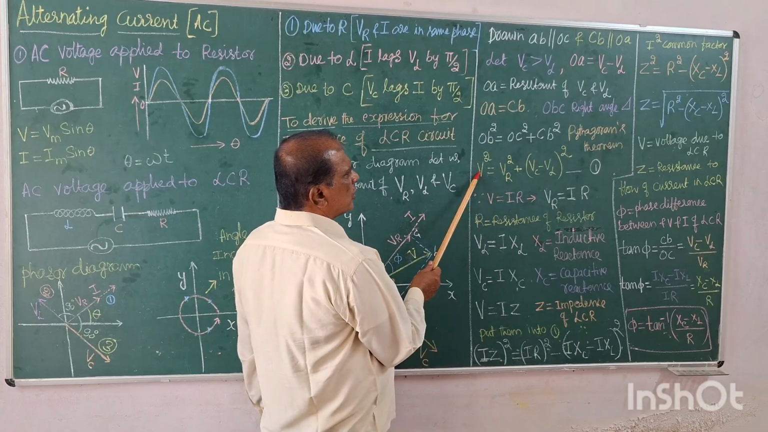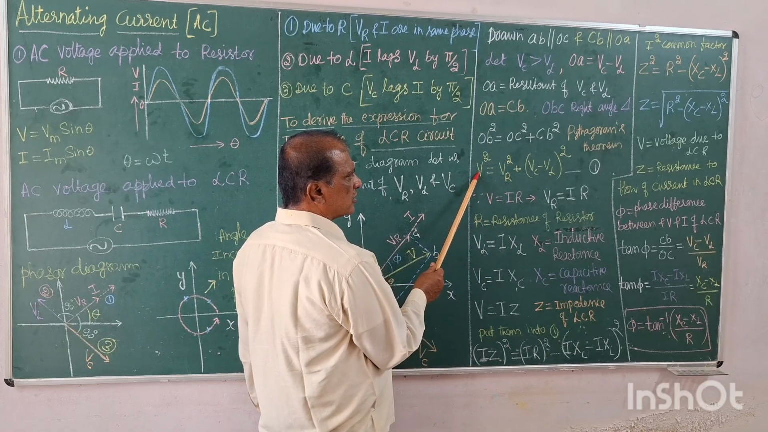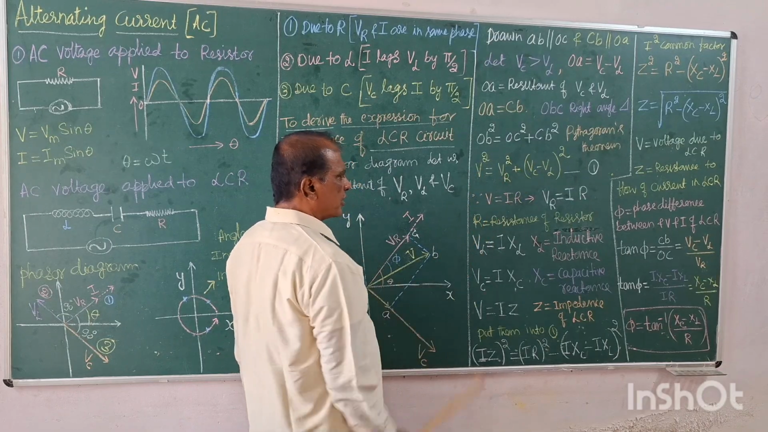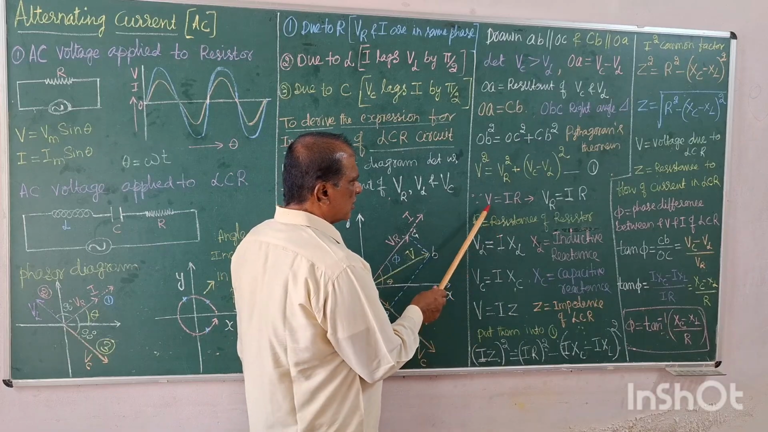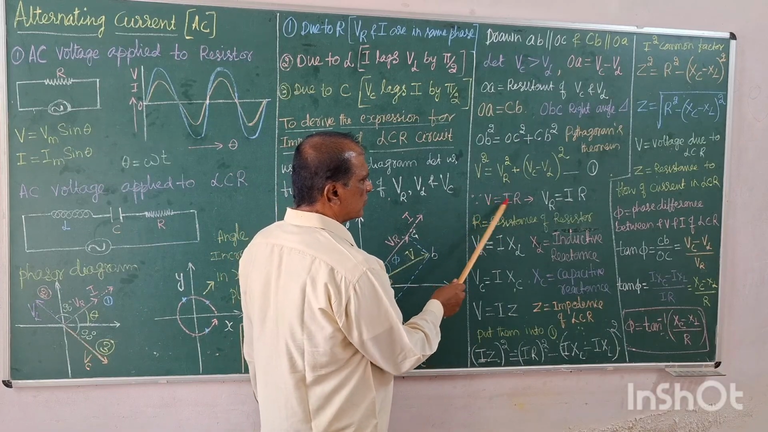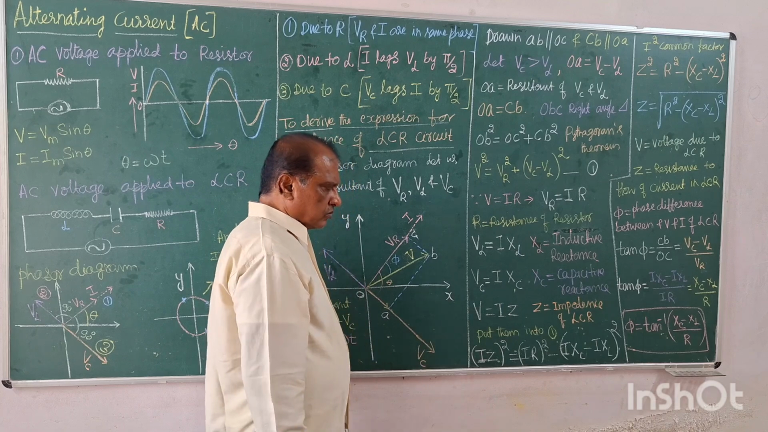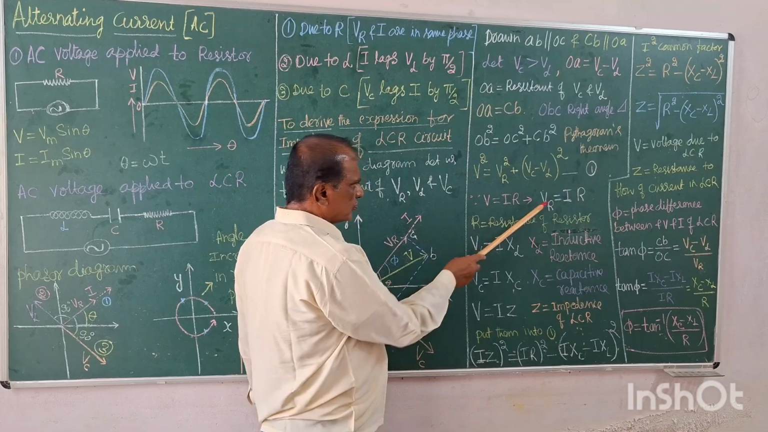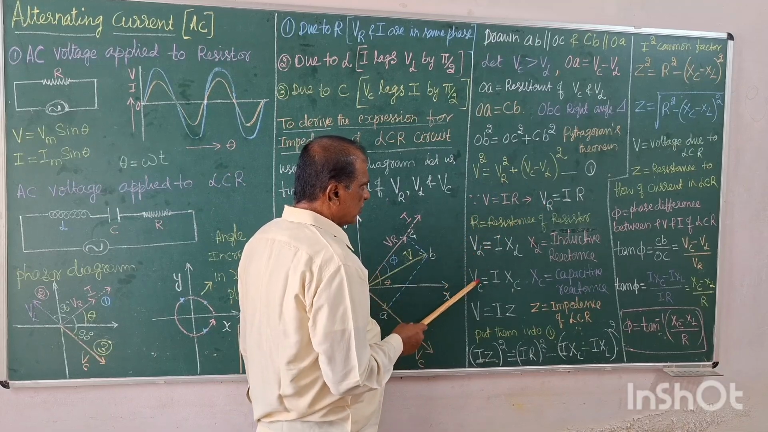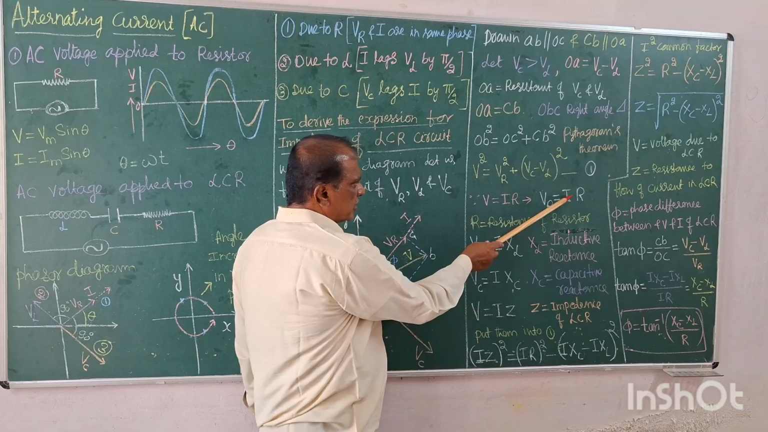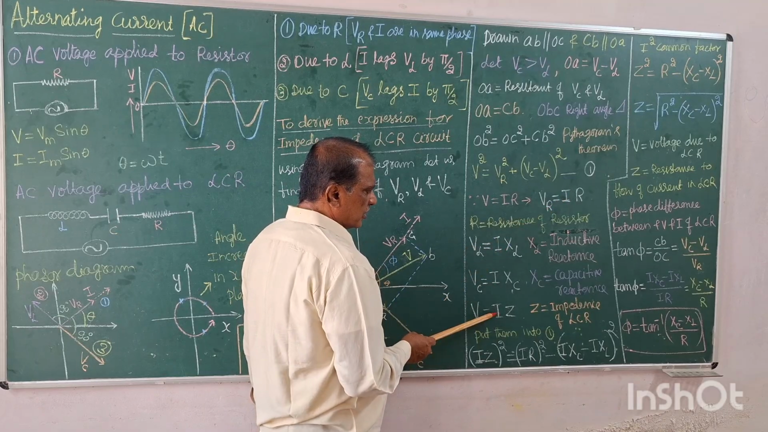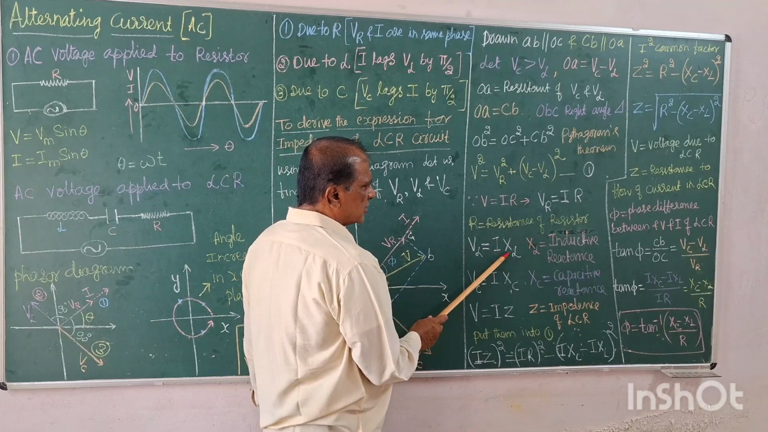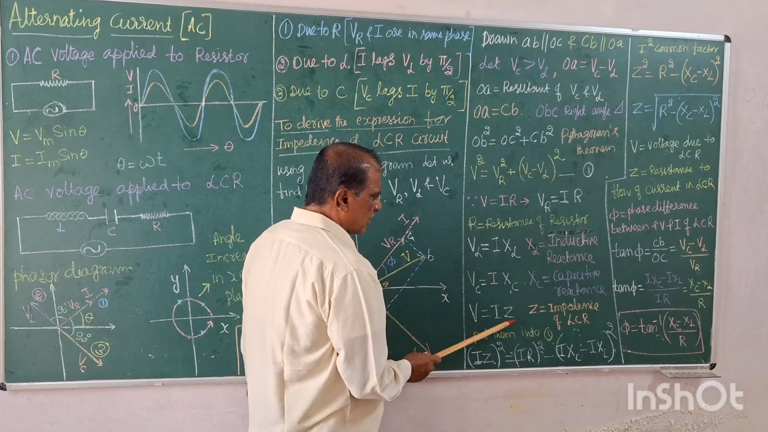Let us write these voltages in terms of current and the resistance of the corresponding components. V is equal to IR. What is V is equal to IR? Ohm's law. So how these voltages VR, VL, VC and V are written in terms of the current: the same current is there in all the components, and their resistances are R here, XL, XC, and Z.